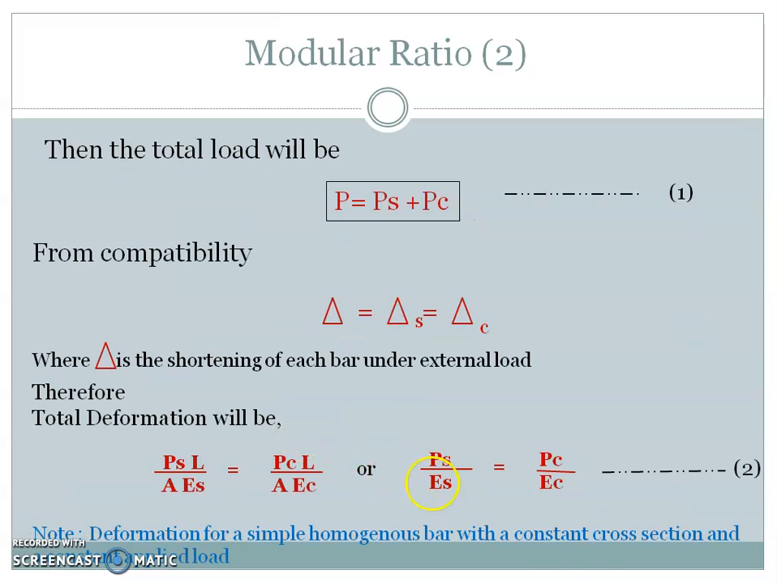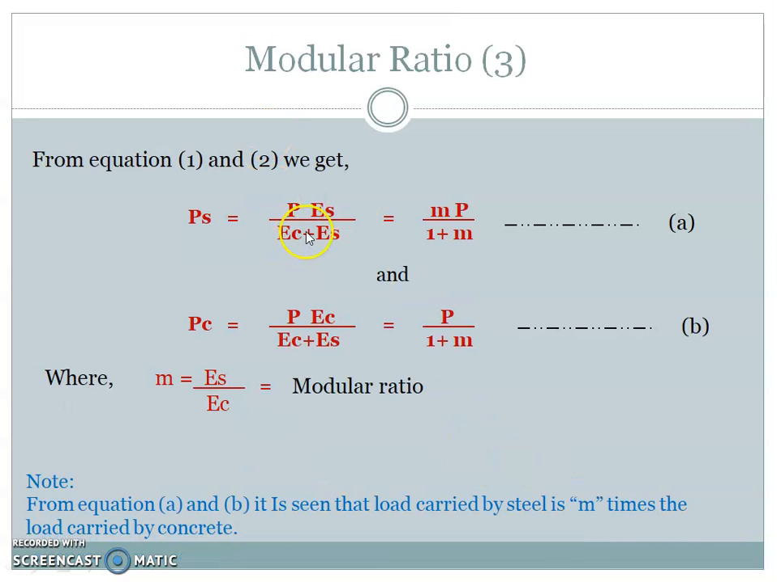Using equations 1 and 2 we have written these equations. I have also written the same equations as M into P upon 1 plus M for steel, and P upon 1 plus M for concrete, where M is ES upon EC, that is, the modulus of elasticity of steel upon the modulus of elasticity of concrete. This particular ratio is called the modular ratio.